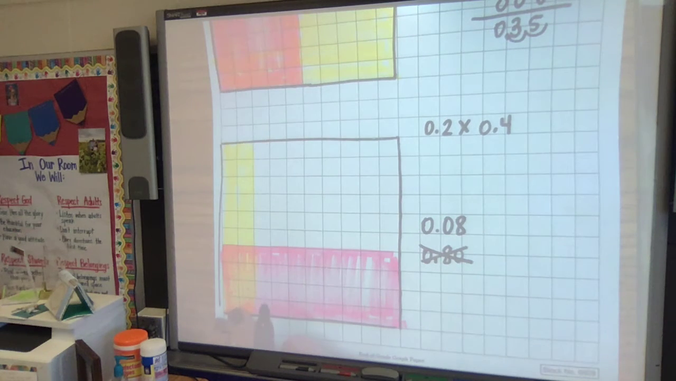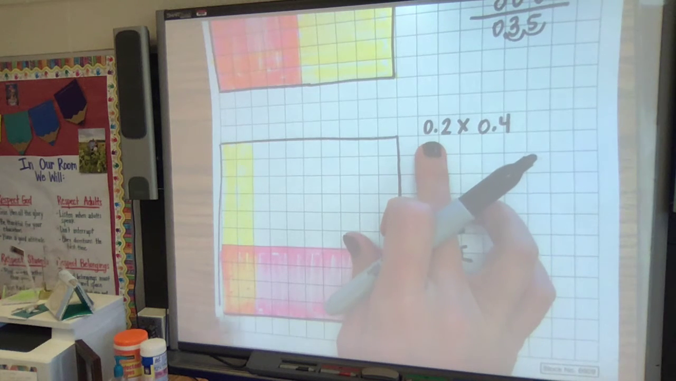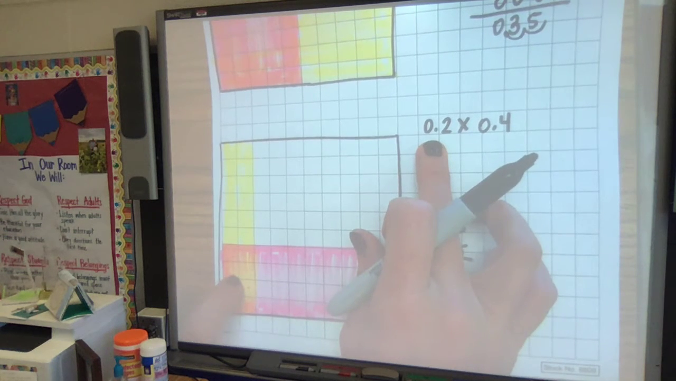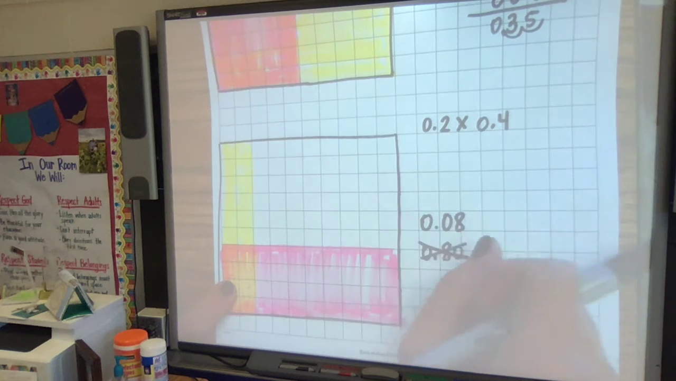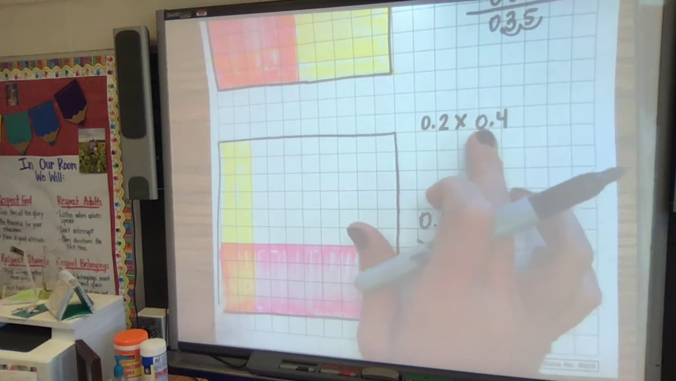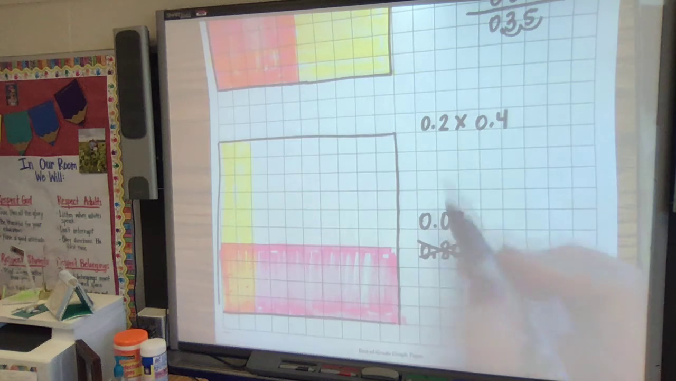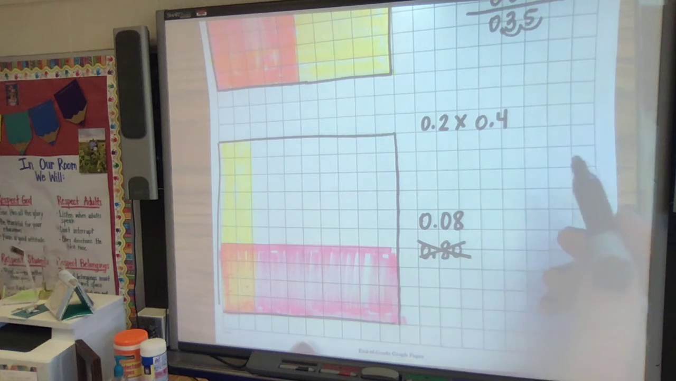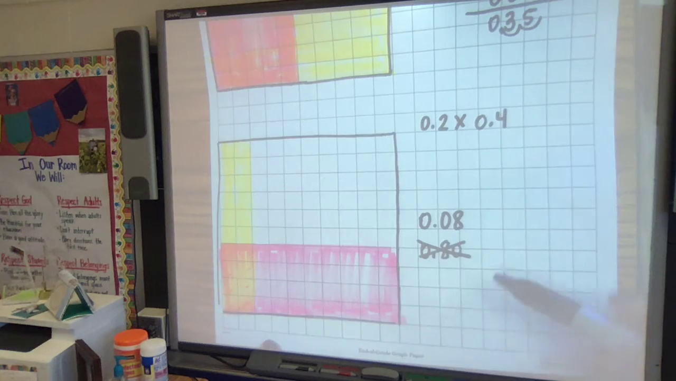You see that? And like we said, this answer is smaller than that. My answer is smaller than 2/10. My answer is smaller than 4/10. It doesn't matter that I'm multiplying. I'm multiplying by something less than 1, so I'm going to get something less than that number. And since this is like 20, 8 is less than 20, 8 is less than 40.